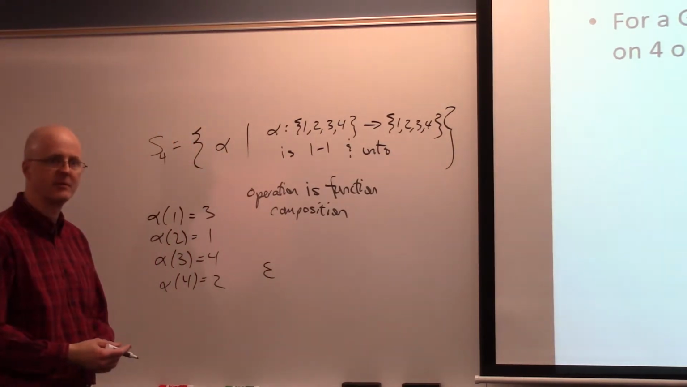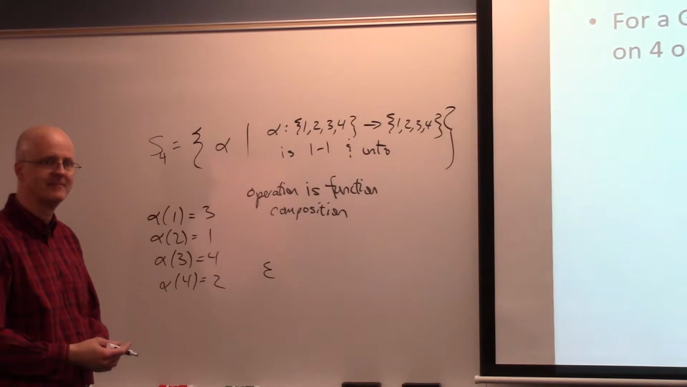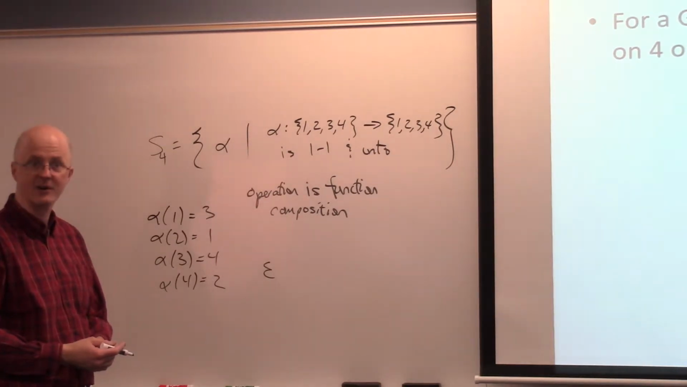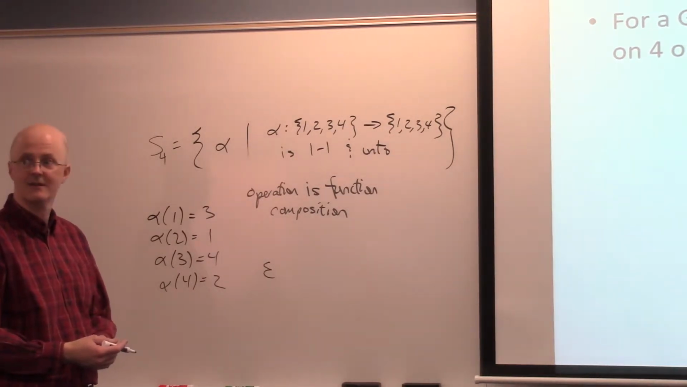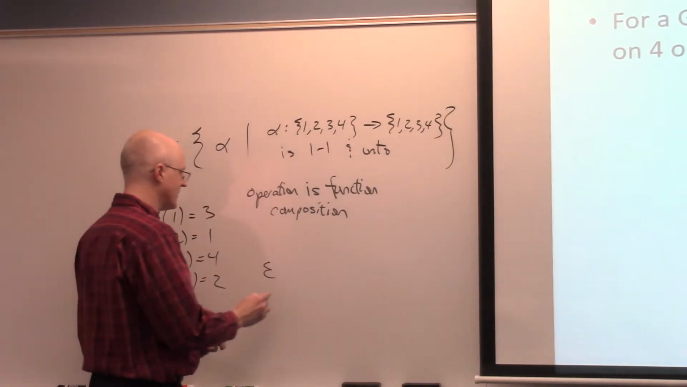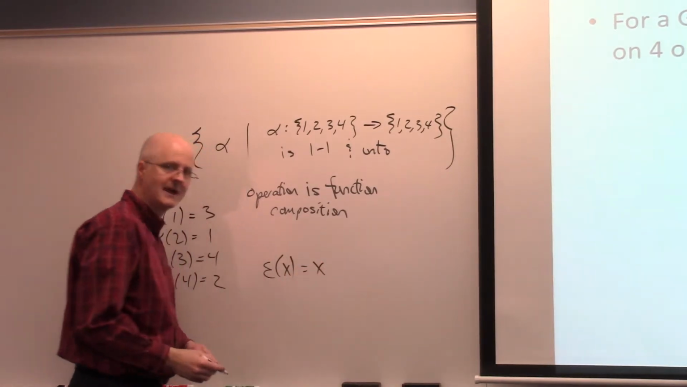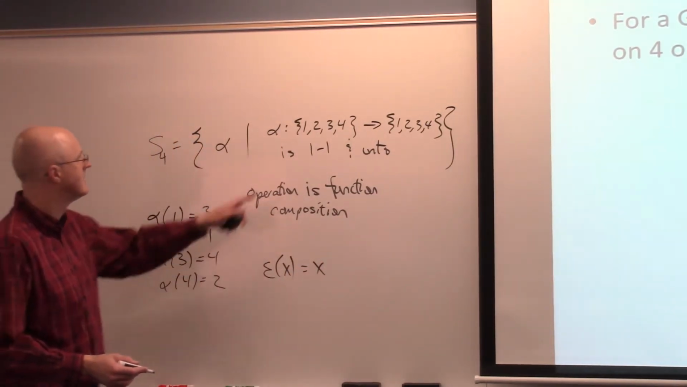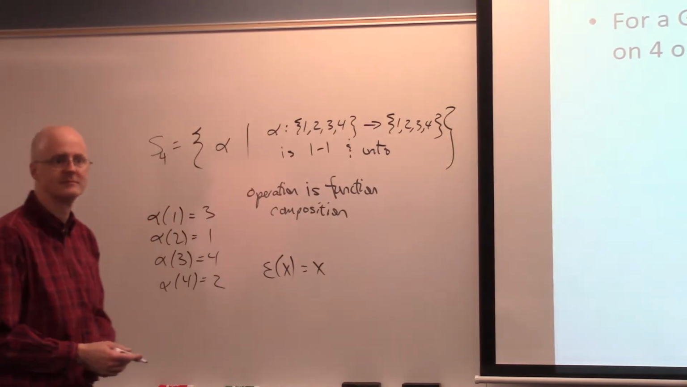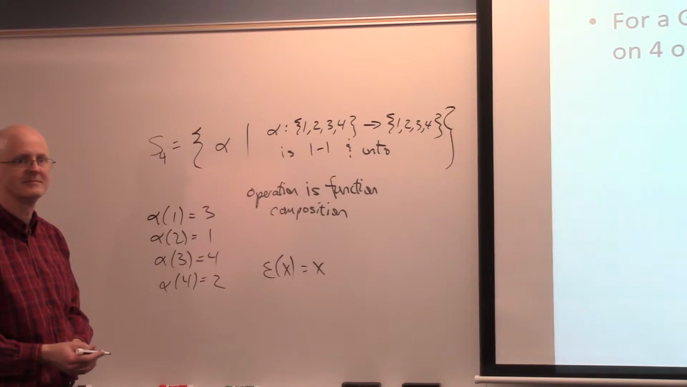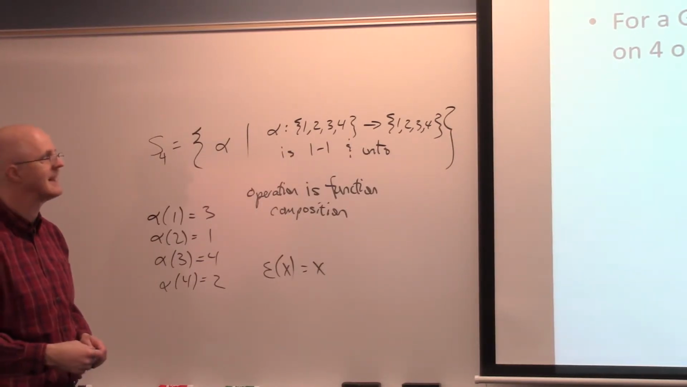it's called epsilon. You remember from your reading what that is? What's the identity element? It's a function that does what? Yeah, maps every number to itself. You could write a formula for the identity function, epsilon of x equals x for all x in the set 1, 2, 3, 4. The identity function maps everything to itself. That is the identity.